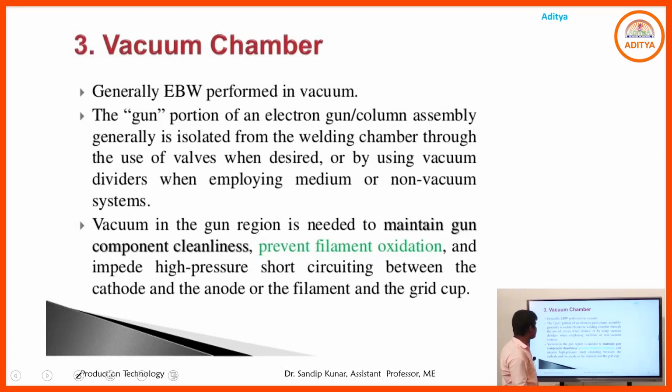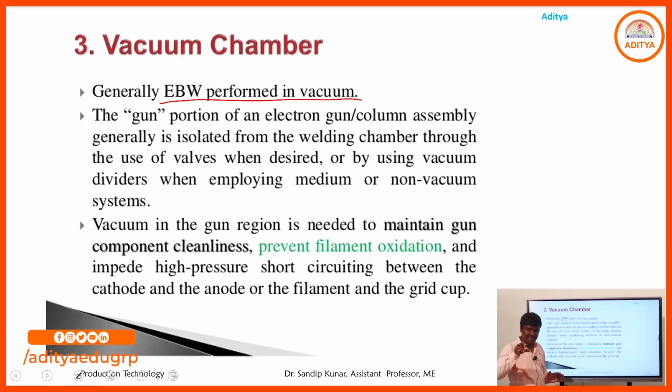Vacuum chamber. Why do we use the vacuum chamber? Generally electron beam welding is performed in a vacuum chamber. Generally the gun portion of the electron beam assembly is isolated from the welding chamber, through the use of valves and vacuum dividers. Why do we use the vacuum chamber? Because the electron beam is generated and flows through the vacuum chamber.